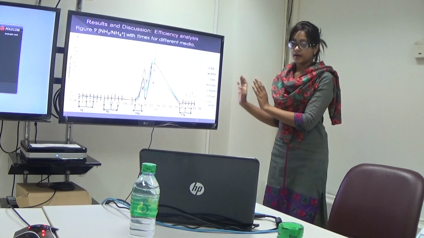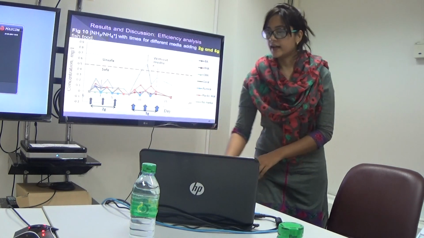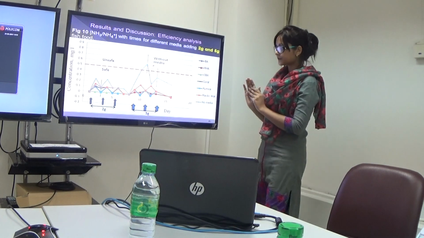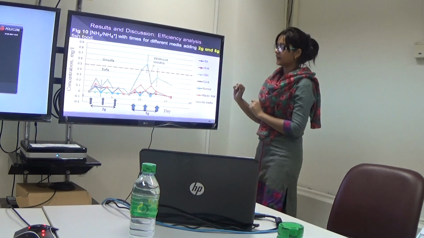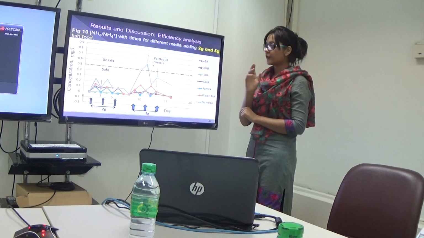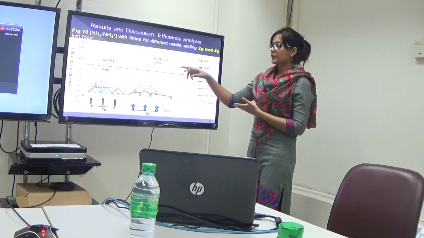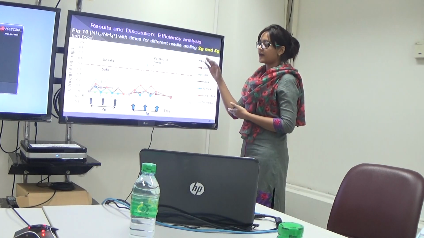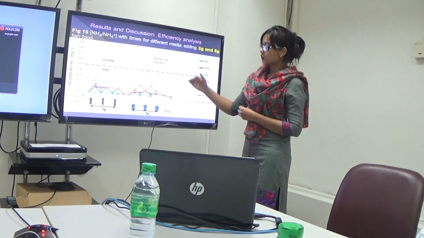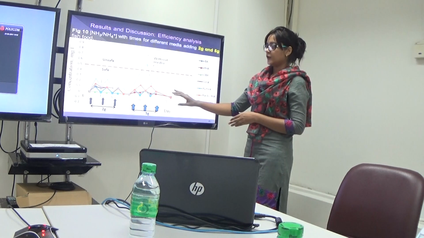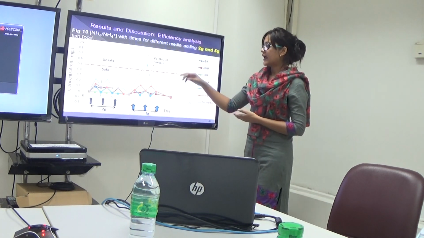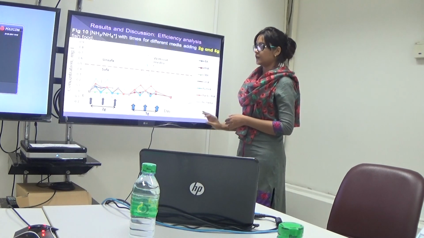So if we see the actual picture, this is for 2 gram and 5 gram, and we have already shown you the safe and unsafe values. Above 0.5 is unsafe for fish. So this media gives a safe value for ammonia concentration, but without media it gives a high value.